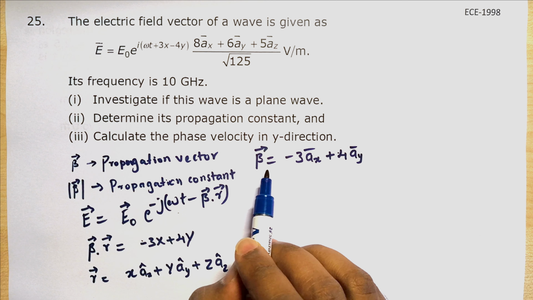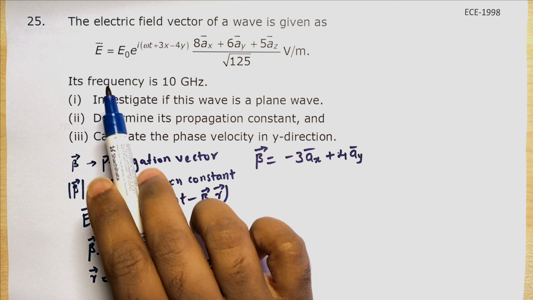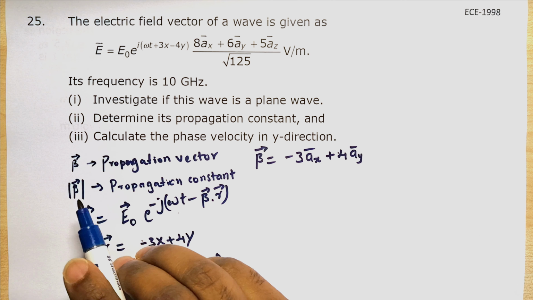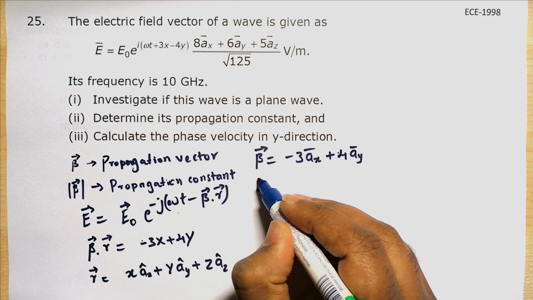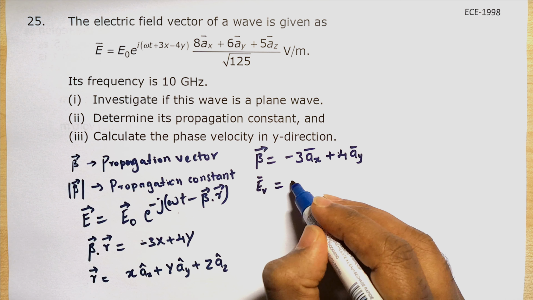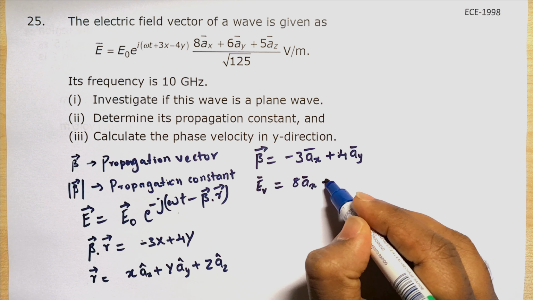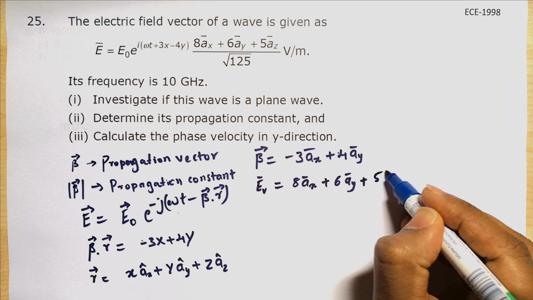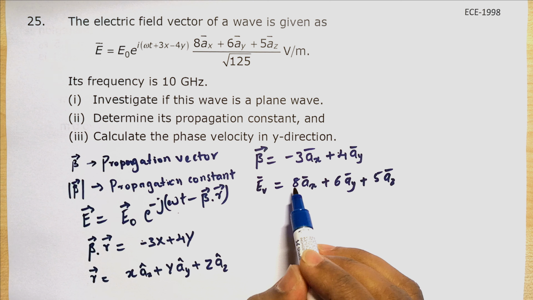Okay, so we found out what the vector beta is, and we know from the given problem the electric field vector, which is given here. So the electric field vector, which I will just denote as E vector, is given as 8 ax plus 6 ay plus 5 az, and there is a term outside here.